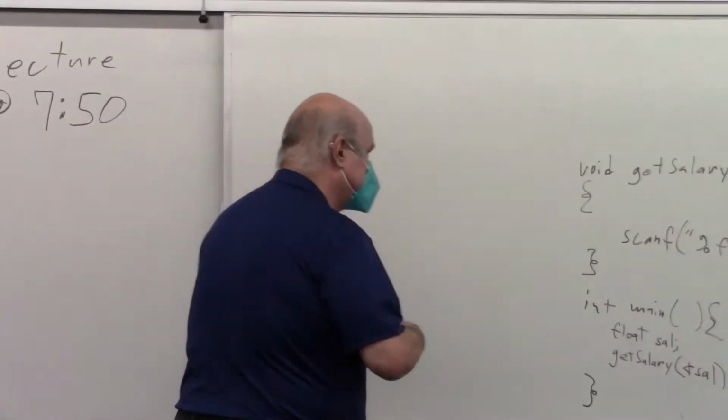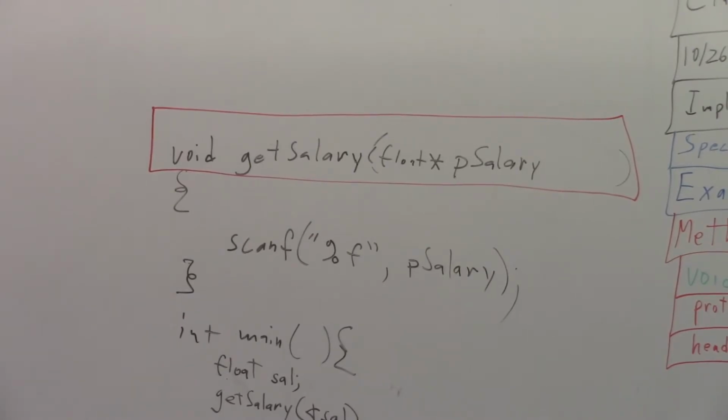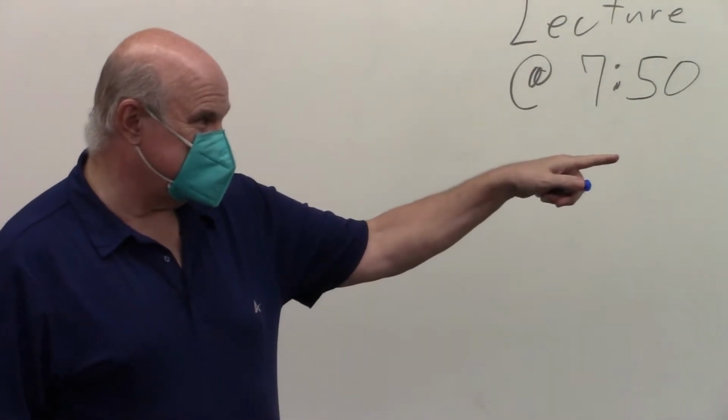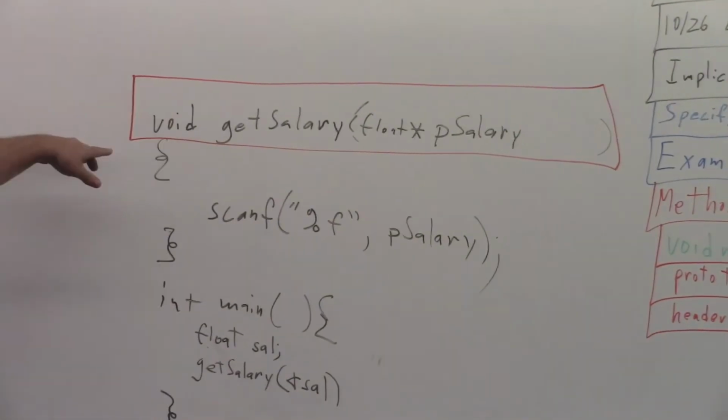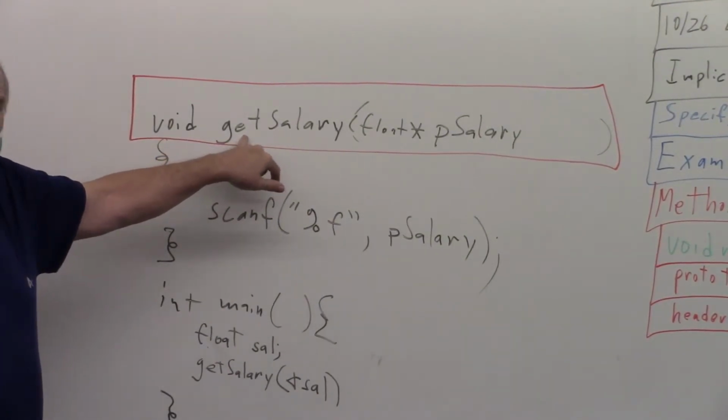Okay. Methods. Let's talk about methods. Let's revisit methods. The thing that I have circled in red, what is that called as regards a method? It says void, it happens to say getSalary with the parameter of a float pointer called pSalary. But what is that whole thing circled in red referred to as? What is the name of this in general? No, this is the definition of a method, but it has a name that we've talked about multiple times.